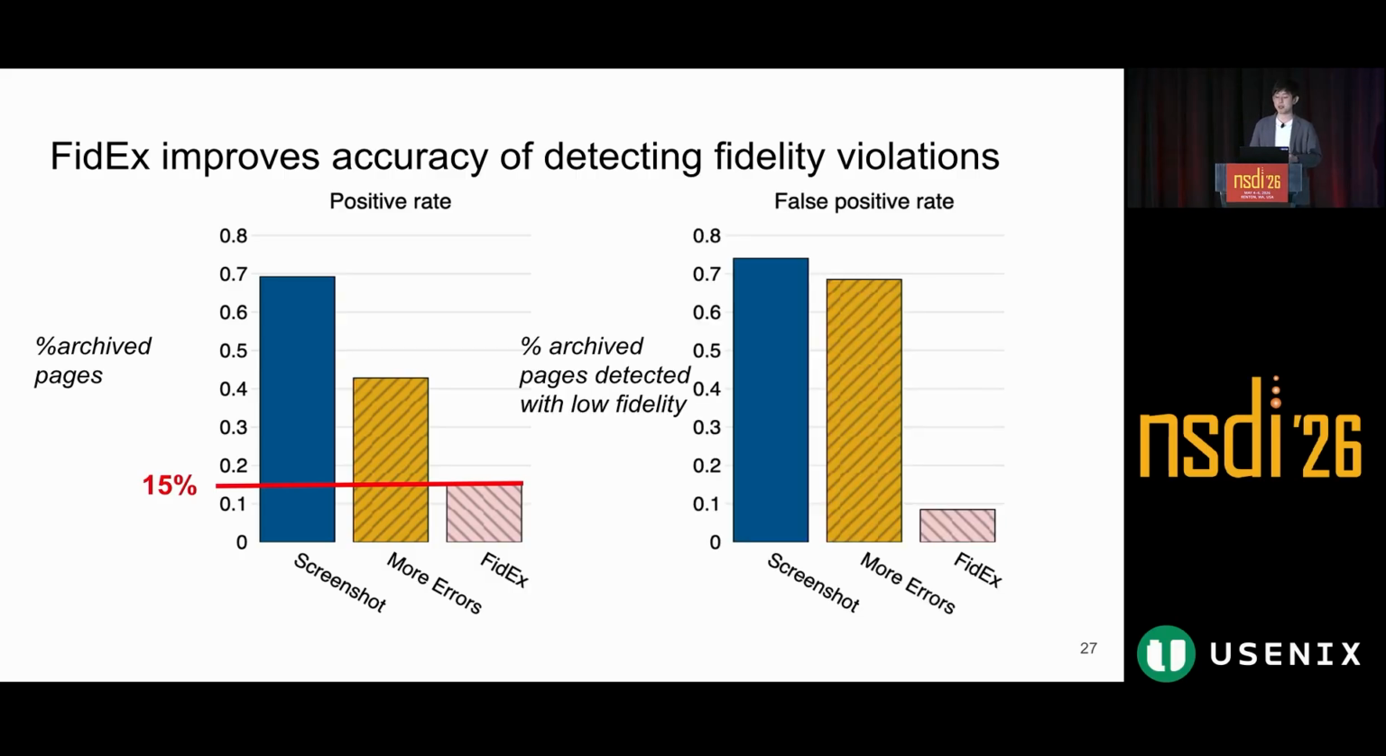Well, that's not the case, because we also need to think about the false positive rate, meaning how many times each metric wrongly says there's a fidelity violation when there are actually none. And if you compare that, FidEx can reduce the false positive rate a lot. Even compared to the lowest baseline, we're able to reduce the false positive rate by 50%. So that means FidEx is just more accurate in reporting whether a page has any fidelity violations.